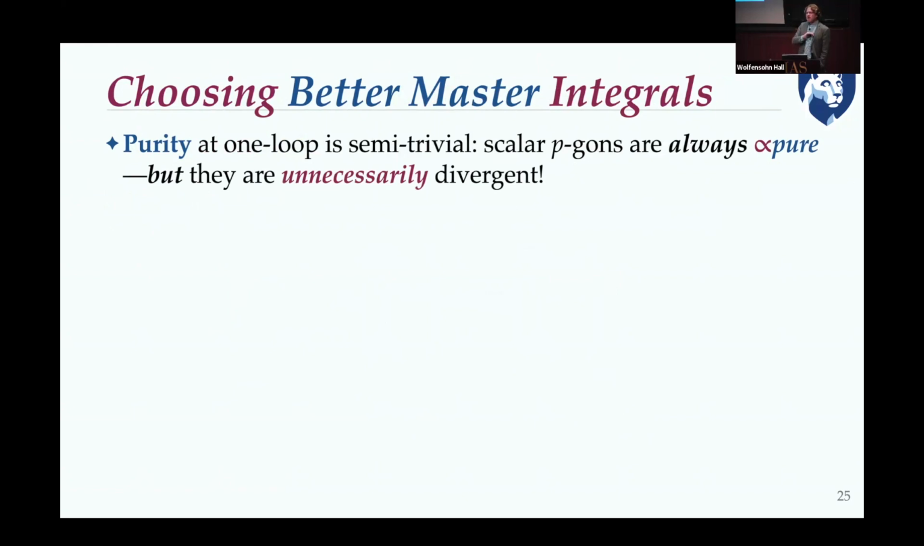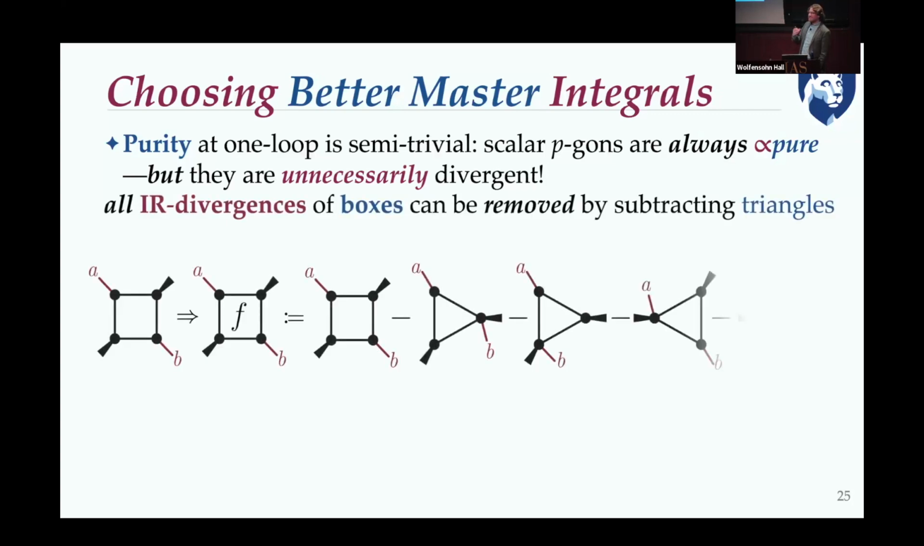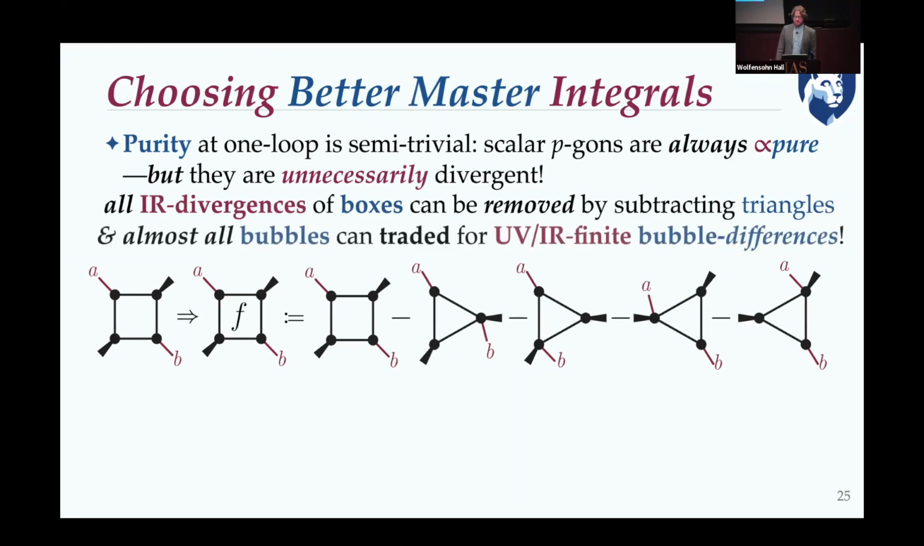This is unnecessarily divergent. What I mean by this is, at 7 points, every single box integral you write down is infrared divergent. And yet, every one of those infrared divergences can be entirely removed by just subtracting off subtriangles and finding a finite integral. It's not conformal anymore, but it's finite.